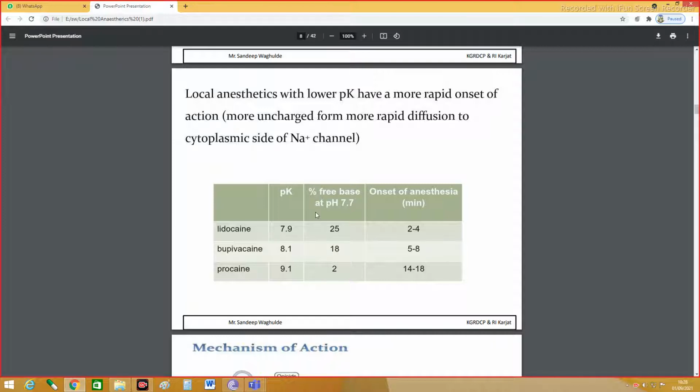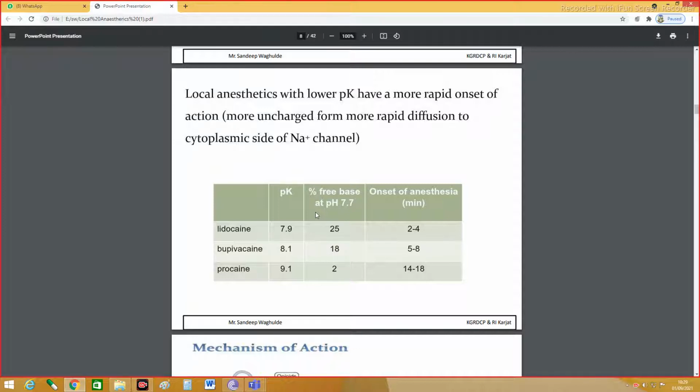The next example is bupivacaine. The pKa value is 8.1, and if we try to calculate the percentage free base at pH 7.7, it is 18. As compared to lidocaine, it is somewhat lesser, so it affects the onset of anesthesia. The onset of anesthesia for bupivacaine is 5 to 8 minutes.